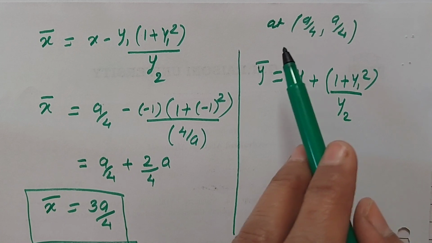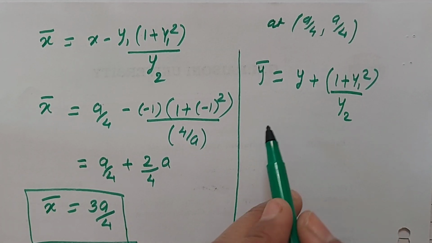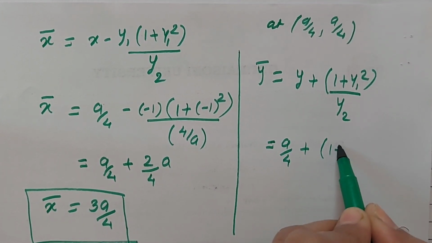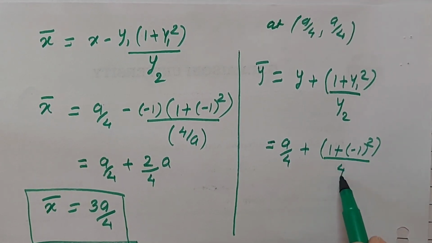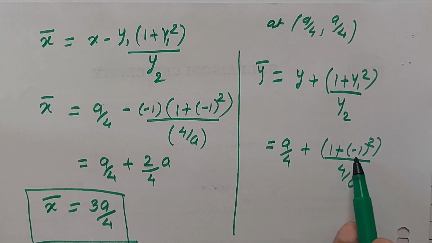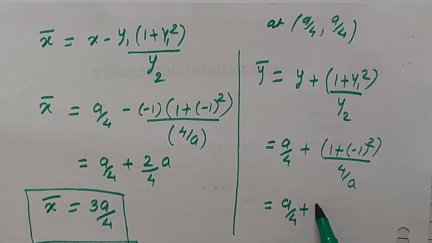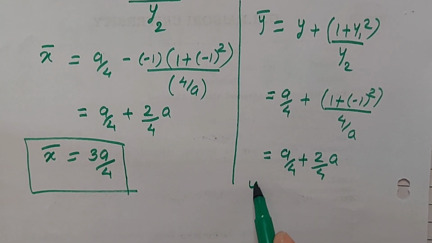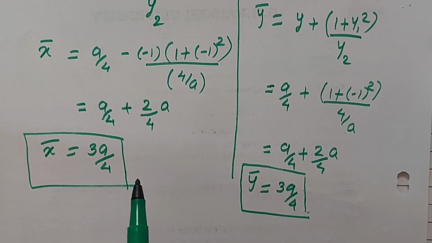And again at point a by 4 comma a by 4, that means the value of this y is a by 4. So here a by 4 plus 1 plus y1 square is minus 1 square divided by y2. y2 is 4 by a. It is 2. So here a by 4 plus 2 by 4 into a. Again base is similar, so value of y bar is 3a by 4. That means value of x bar and y bar in these questions are similar.